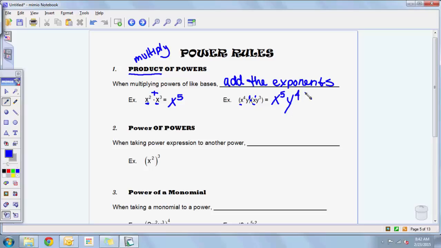Okay? So this is a simplified version of this. All right?